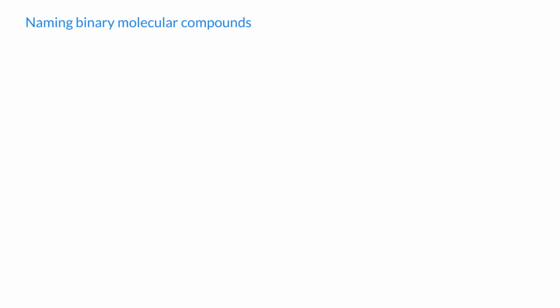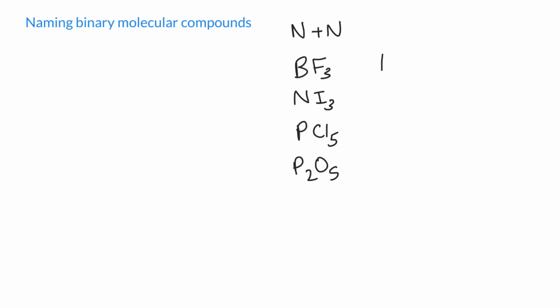Hey, welcome back. We're going to look at naming binary molecular compounds. And just a reminder, molecular compounds are molecules. They're normally always non-metals and non-metals. So for instance, something like BF3, or NI3, or PCl5, or P2O5, or P4O10. That's quite a few there, right? So those are all examples of molecular compounds. They're all pairs of nonmetals.